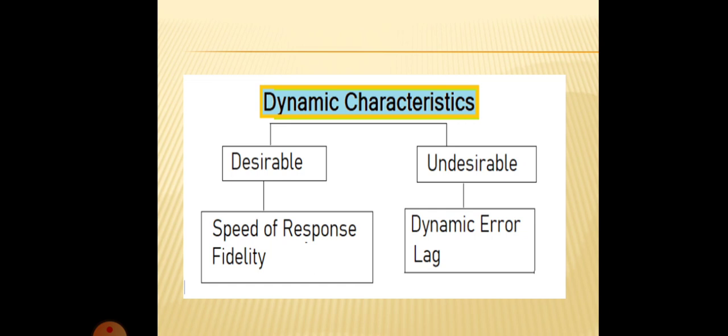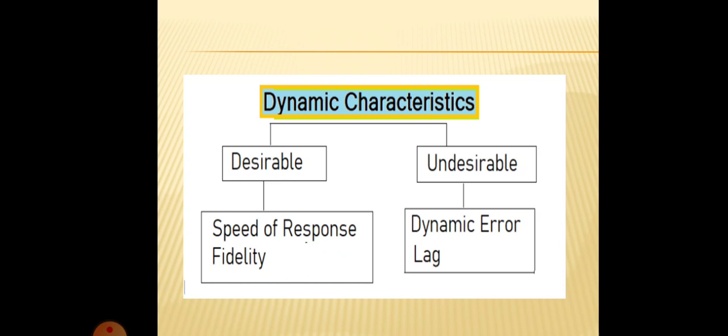Here we have shown that the desirable characteristics are speed of response and fidelity. As from the name itself, speed of response means how fast the measurement system responds to the input. This characteristic is good for that system. Therefore, it is a desirable characteristic. And similarly, the fidelity. If the fidelity is high or good, then it is a positive characteristic for that measuring instrument.